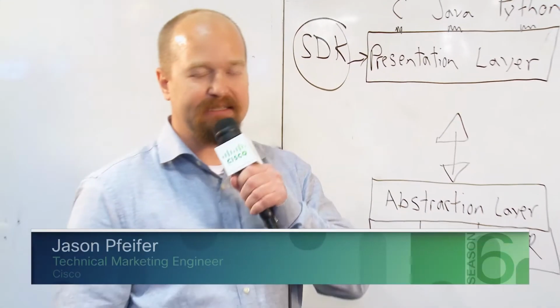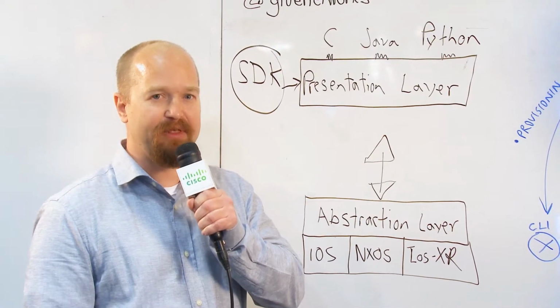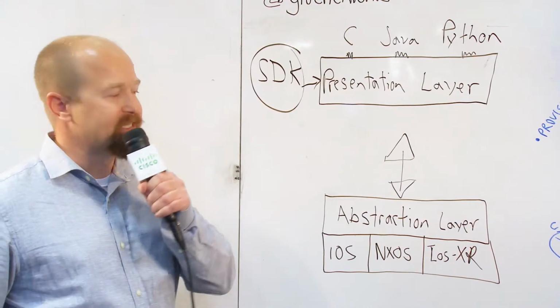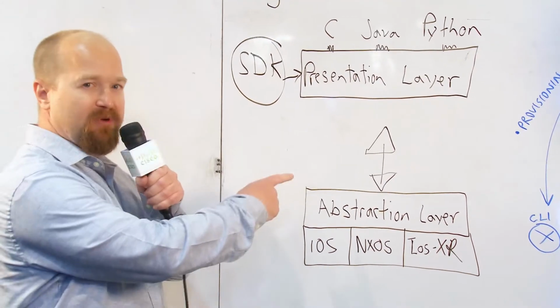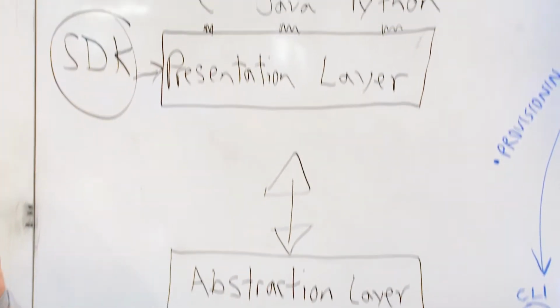onePK is a device-level API that lets application developers write programs using C, Java, and Python to tap into the rich set of intelligence that we've built into our devices over the past 30 years. A little bit about the onePK architecture. We have three different layers: the abstraction layer, the communications layer, and the presentation layer.